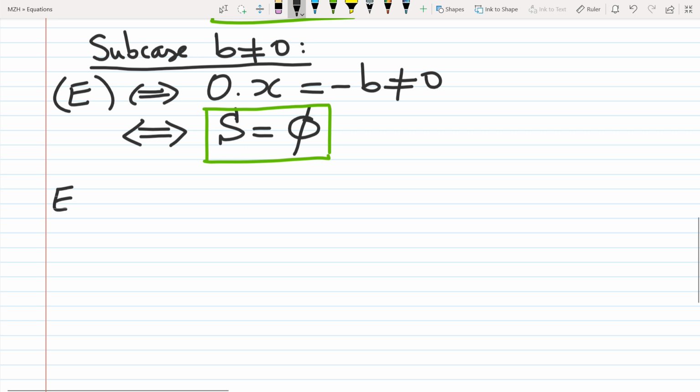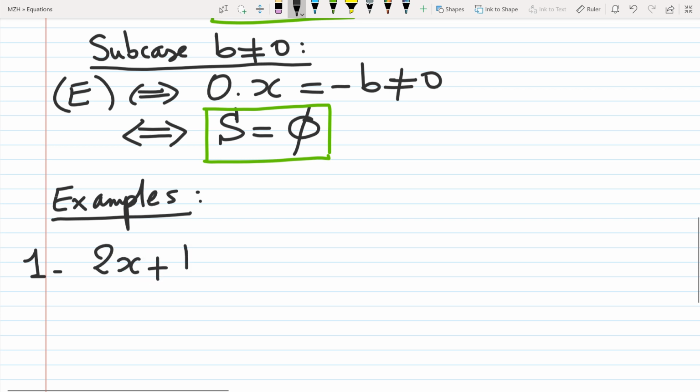I want to end the video by quickly illustrating what I'm talking about here by giving examples of the three cases that we discussed. So the first example is a very easy one, which is 2x plus 1 is equal to 0. In this case, we can clearly see that this is A, this is B.